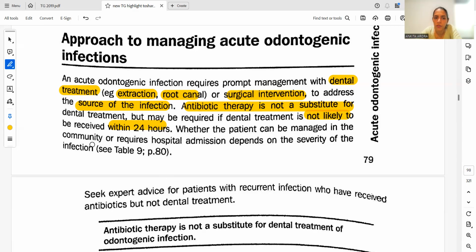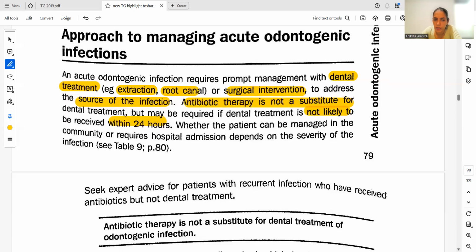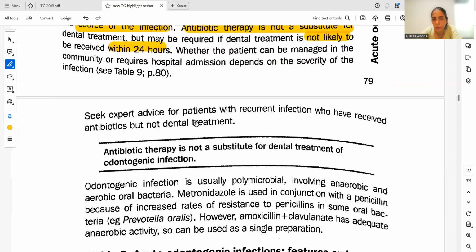Whether the patient can be managed in the community or requires hospital admission depends on the severity of the infection. Next, we would need to seek expert advice for patients with recurrent infection who have received antibiotics but not dental treatment. So if a patient comes to you who has already been seen by, say, a medical practitioner, has already completed a course of antibiotics, but the swelling has still not gone, expert advice is needed. Again, they have highlighted this: antibiotic therapy is not a substitute for dental treatment of odontogenic infection.